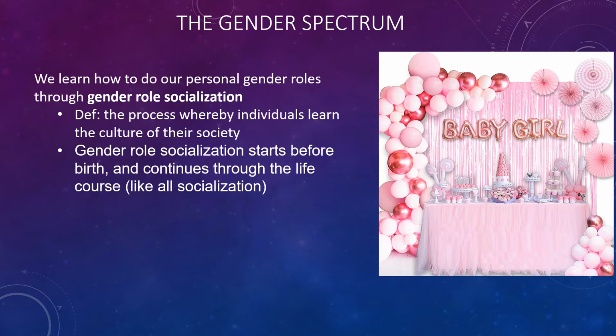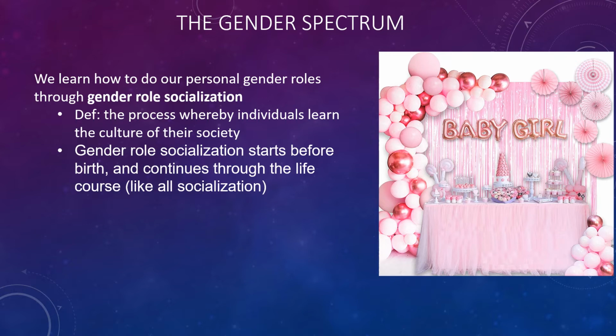So, we learn about how to do our gender roles through what is called gender role socialization. The definition there being the process whereby individuals learn the culture of society. That's the definition of socialization. When we do socialization in terms of gender roles, then we are learning how we do gender through our life course. It should be noted that gender role socialization starts before birth and continues through the life course.